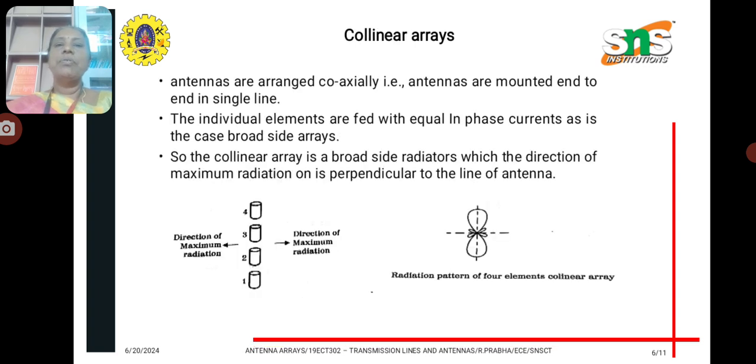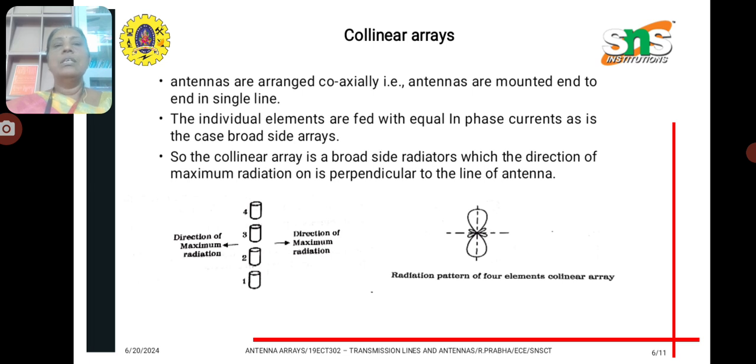So the third type of array we see is the collinear array. In a collinear array, the antennas are arranged coaxially, that is all the antennas share the same axis and are stacked one over the other, and the antennas are mounted end to end in a single line. The individual elements are fed with equal in-phase currents as in the case of the broadside array. So the collinear array is similar to the broadside array except for the difference in arrangement of the antennas.